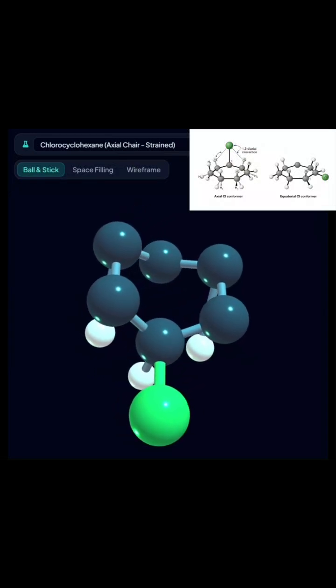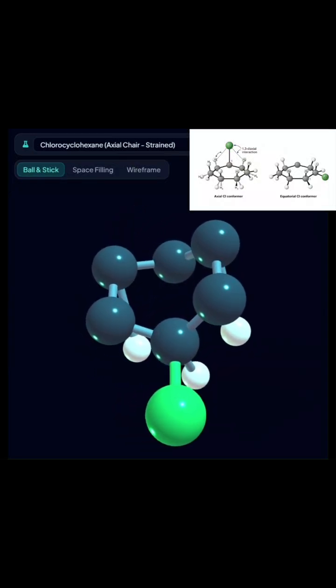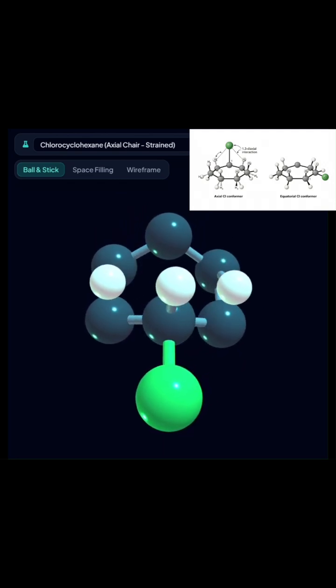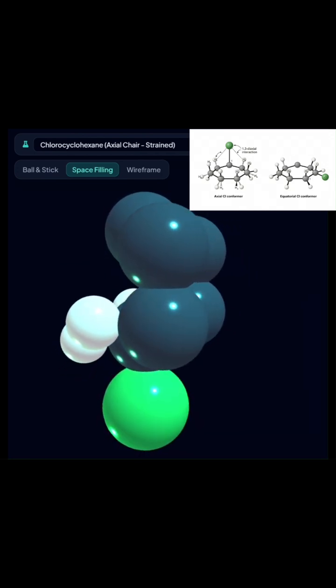Chlorocyclohexane, axial chair. Formula: C6H11Cl. Visual chemistry highlights axial chlorine points straight up along the C3 ring axis. It suffers severe 1,3 diaxial steric repulsion with axial hydrogens on C3 and C5. It rapidly converts to the equatorial conformer via chair flip at room temperature.